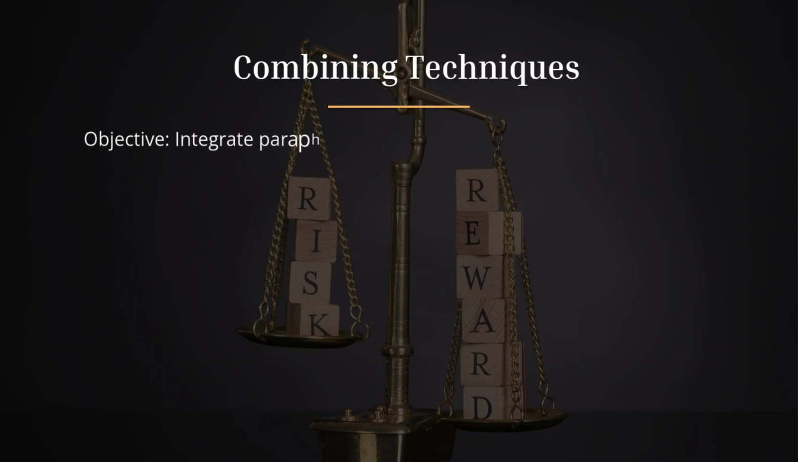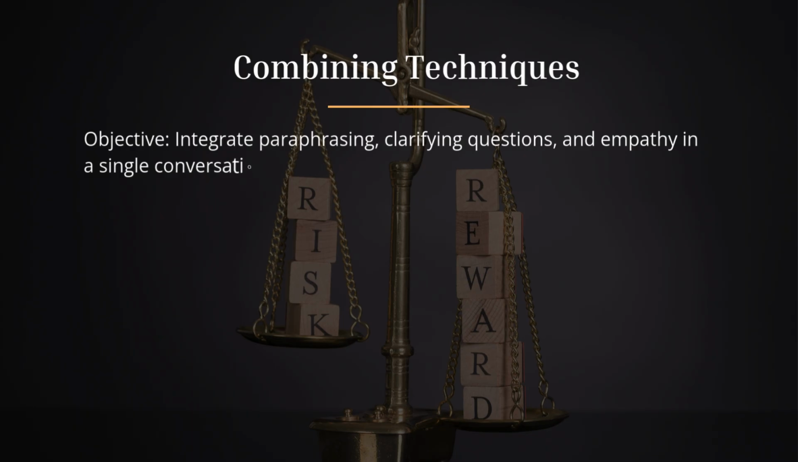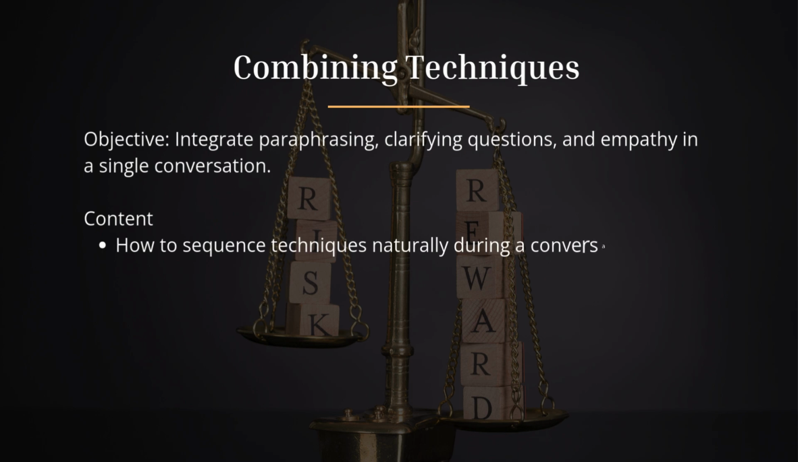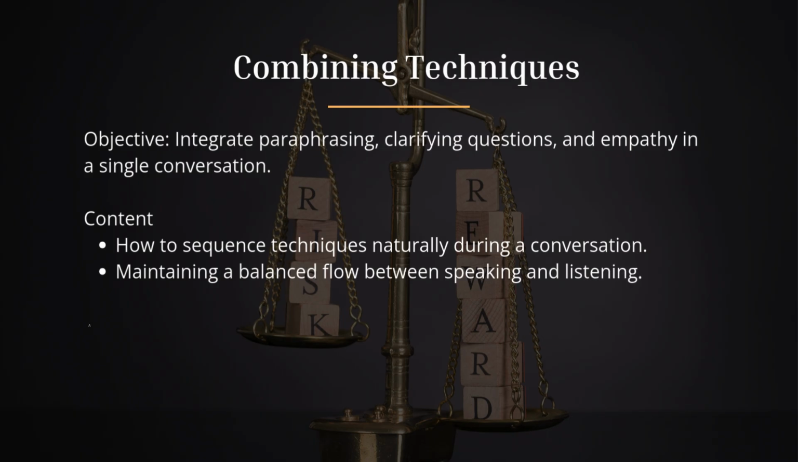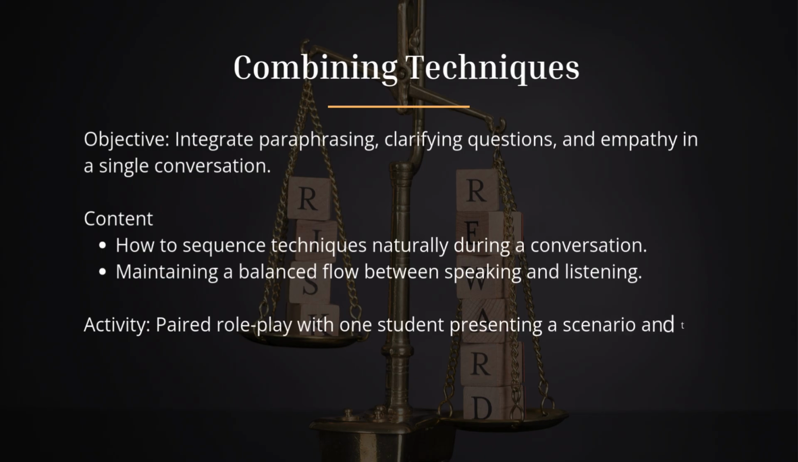Combining techniques. Objective: integrate paraphrasing, clarifying questions, and empathy in a single conversation. Content: how to sequence techniques naturally during a conversation. Maintaining a balanced flow between speaking and listening. Activity: paired role play with one student presenting a scenario and the other using all techniques. Feedback is given.